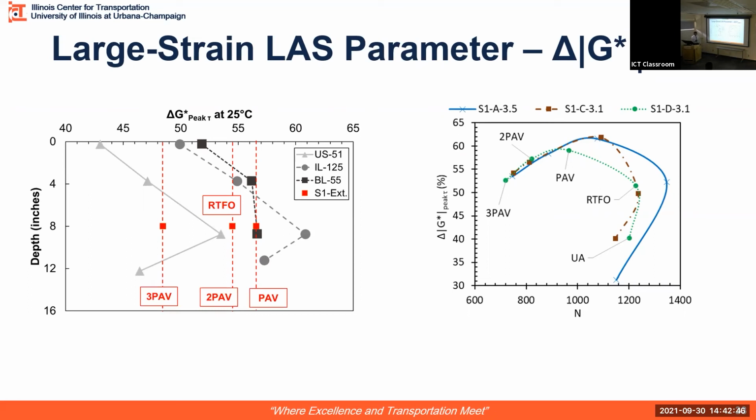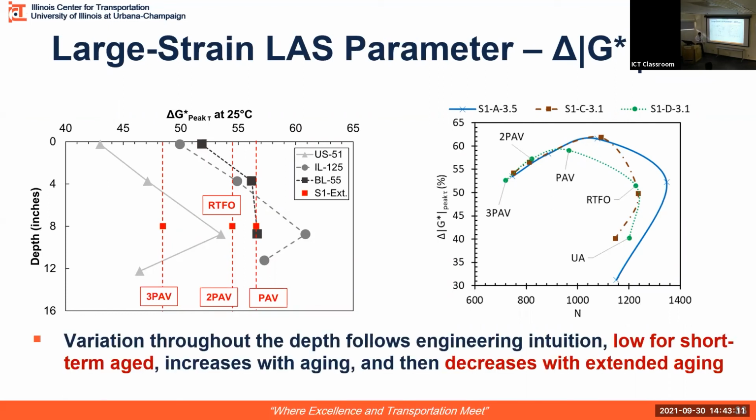Along the depth, we saw similar behavior: at the surface it's significantly lower delta G star, which suggests it is very brittle. But at the bottom, where the binder is probably not aged too much, you again see lower values. But as you move up to the surface, you see a nice trend. Now these binders are all from the same section.